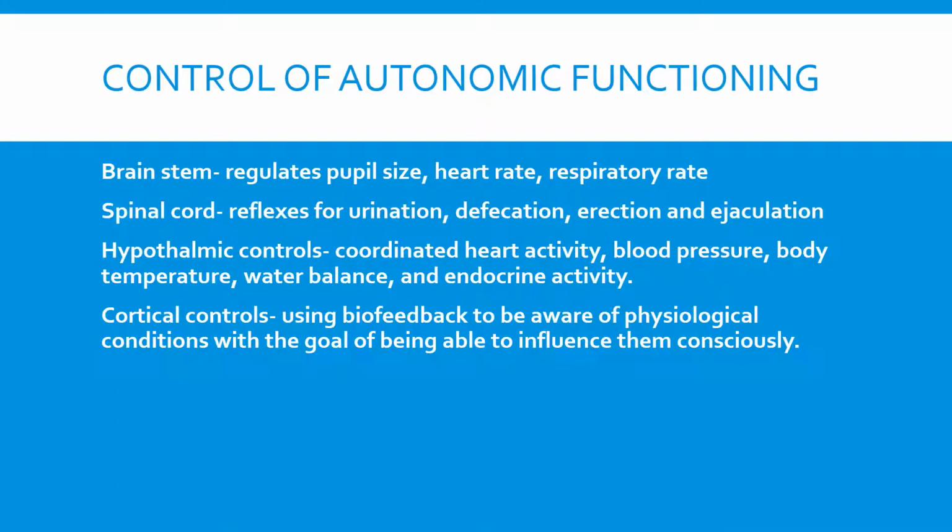The last part of the chapter I'm going to review is on the control of the autonomic functioning. The autonomic nervous system is not usually considered to be under voluntary control. Its activity is regulated by central nervous system controls in the spinal cord, brainstem, hypothalamus, and cerebral cortex. The brainstem and the spinal cord control your heart and respiratory rate. The hypothalamus controls most of the autonomic things, including emotions and drive.